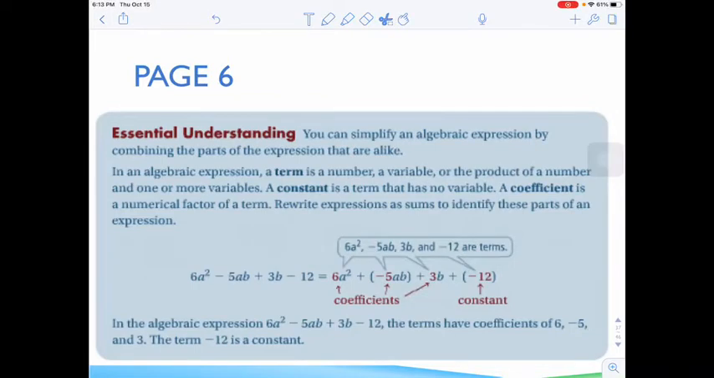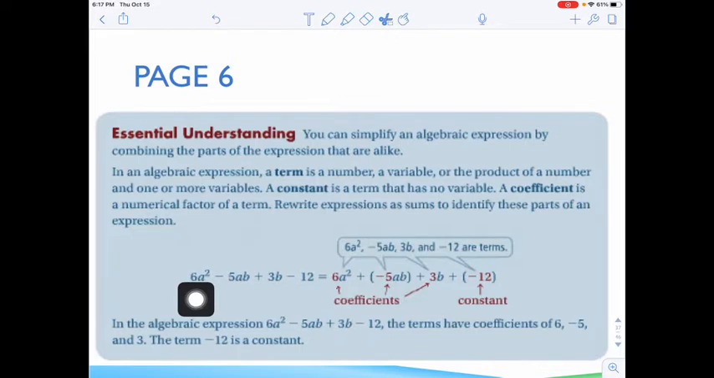Section 1.1, problem 5, on page 6. You can simplify an algebraic expression by combining the parts of an expression that are alike. In an algebraic expression, a term is a number, a variable, or the product of a number and one or more variables. A constant is a term that has no variable. A coefficient is a numerical factor of a term. Rewrite expressions as sums to identify these parts of an expression.